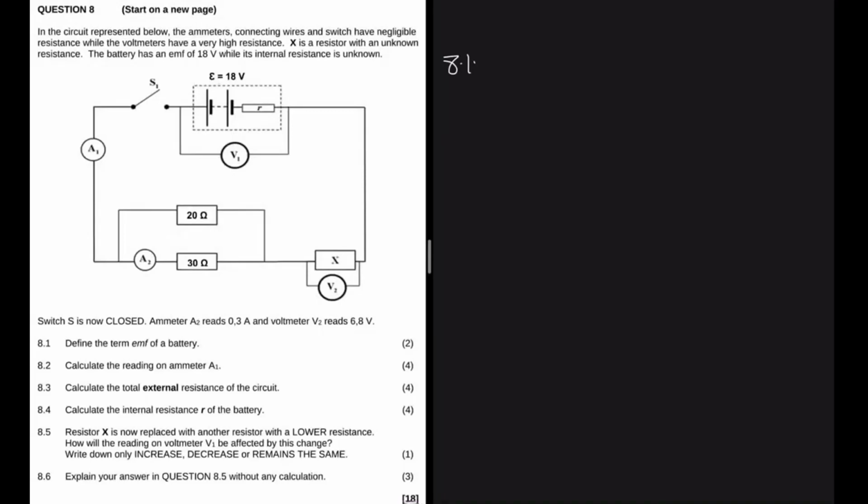8.1 says define the term EMF of a battery. That is the maximum energy provided by a battery per unit charge passing through it. Maximum energy provided by a battery per unit charge passing through it, right? And then now we can go to 8.2. 8.2 says calculate the reading on ammeter A1.